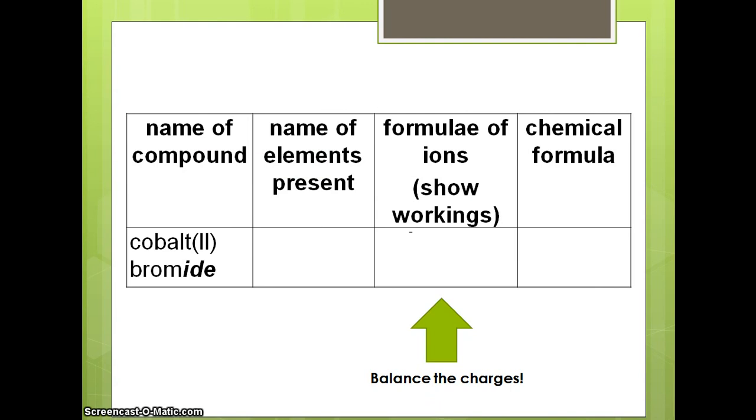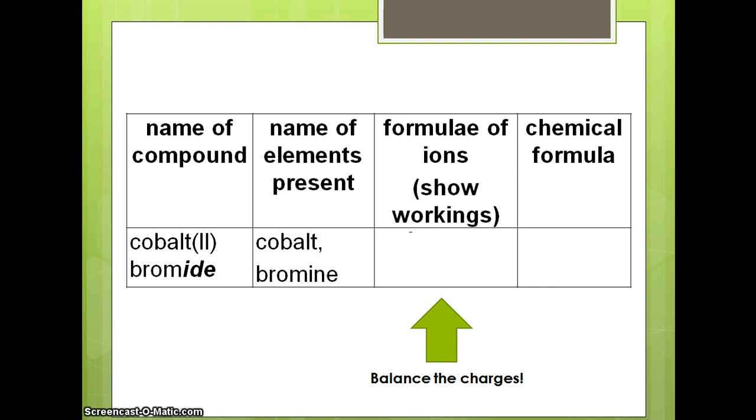We move on to our next example. Now, we have a compound cobalt 2 bromide. Again, we need to write down the name of the elements present. Now, in this case, it is your cobalt and your bromine. Take note that cobalt is a transition metal. Hence, if you look at the name of the compound, you will see that the Roman numeral is written when writing the name of most of the ions formed by transition metals.